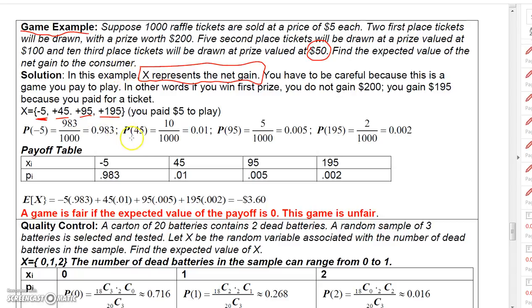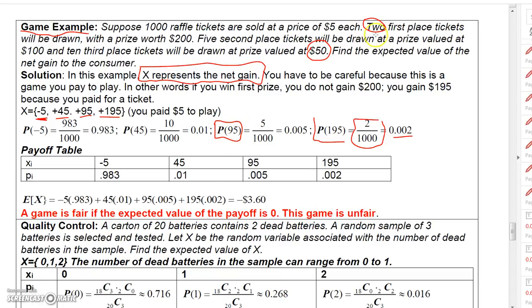So now, if you want to find out the probability of each of these net gains, it's actually going to be the probability that you win that particular prize. So it might be easier for us to work backwards. Let's find the probability that you get a net gain of $195. In other words, what's the probability that you win the $200 prize? Well, there's only 2 tickets that will lead you to that prize. So if you buy 1 ticket, then you have a chance of 2 out of 1,000 to win that prize, or 0.002.